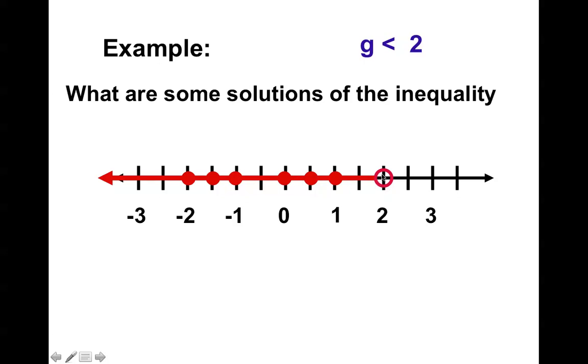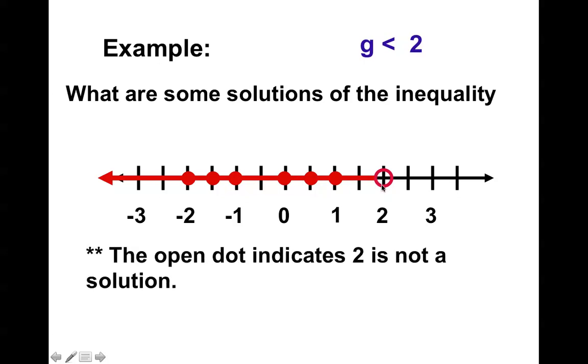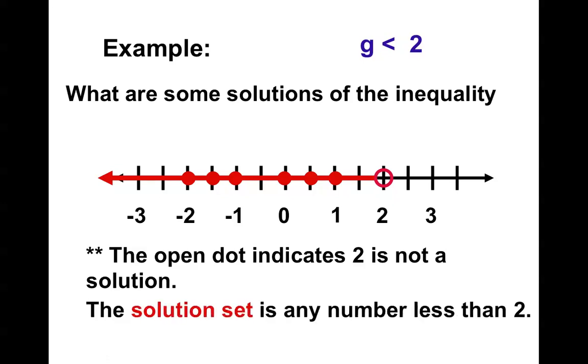Why do I have an open circle here at 2? The open dot means 2 is not a solution, because if I plugged in 2, is 2 less than 2? No, that's false. What about 3? Is 3 less than 2? No, that's false, and that's why this side is not shaded. Do you notice that we only shade the true side? That's going to be popular for the next few years in math when it comes to inequalities. Only shade the true side.